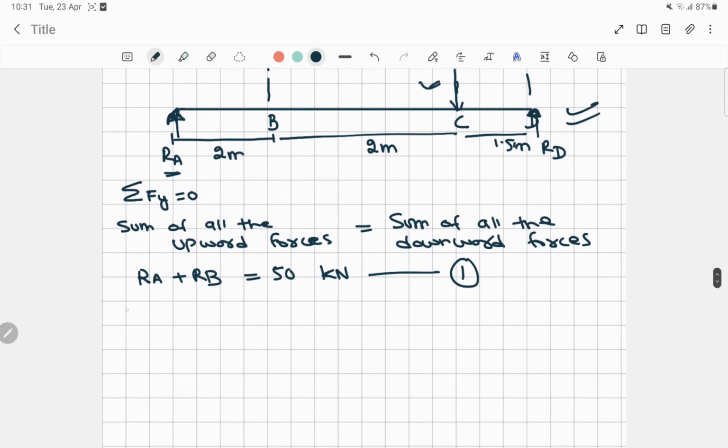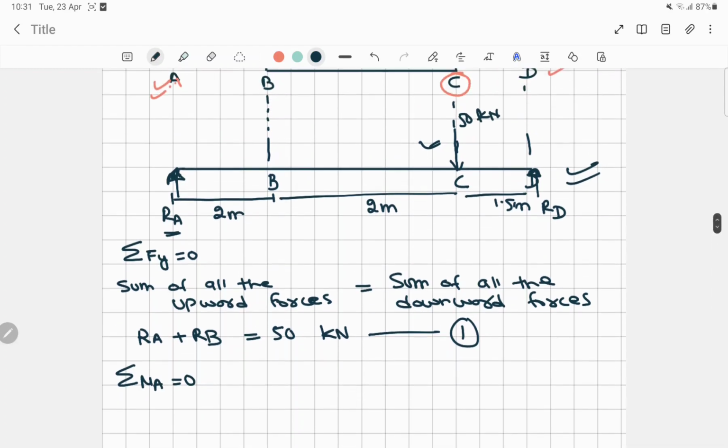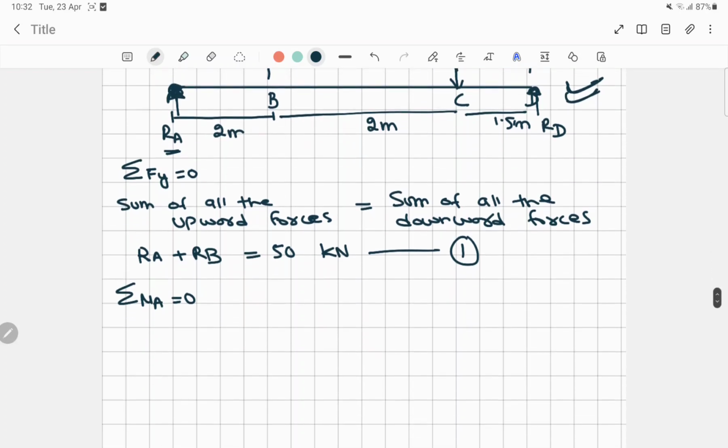Now again we have to take the summation of all the moments about A equal to 0. Summation of moments about A means about this point A. All the forces will come towards A, and whenever we find the moment, always remember we have to consider the distance also. So moment is equal to load into distance, and this is very important to remember.